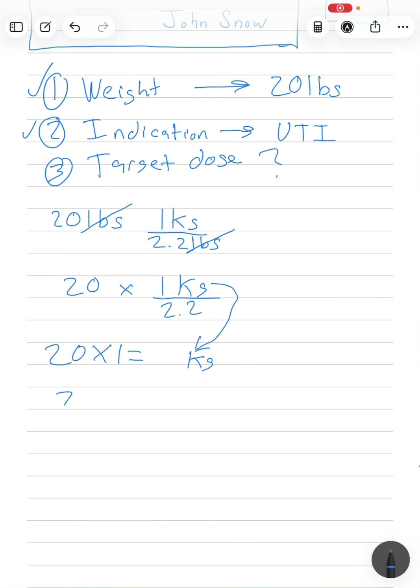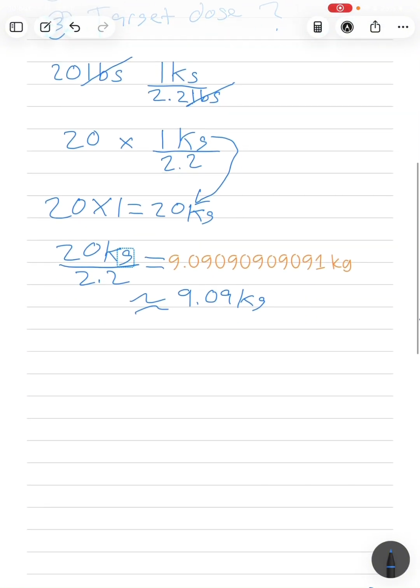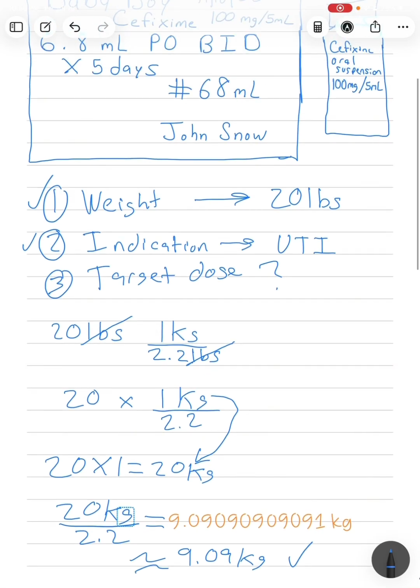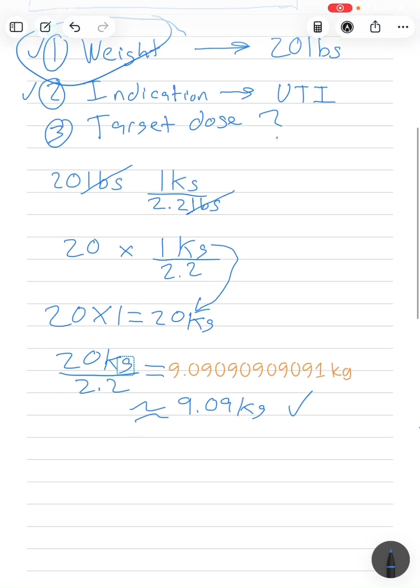And then 20 kilograms divided by 2.2 gives us 9.09, and so on. We'll just round that off to 9.09 kilograms. So now we have step number one. We have the weight of the child in kilograms. And then now we go to step number two, which is the indication.